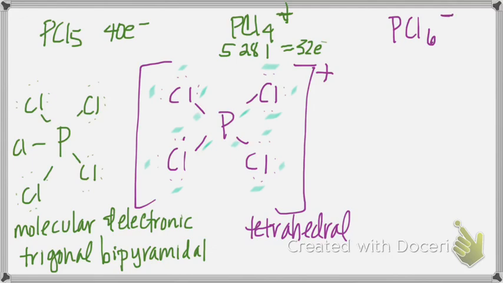So now we've got 5, and then 6 times 7 is 42. And then we have a negative charge, so we need to add another electron for that. So this one we took away. So we should get 48 electrons that we need. So we're going to draw the P and give it 6 chlorine.